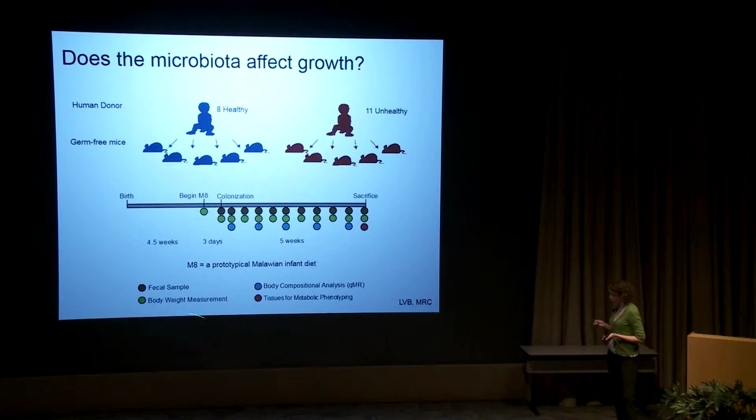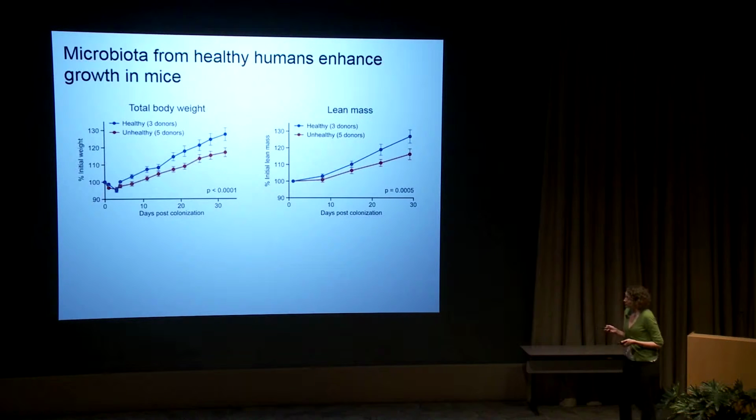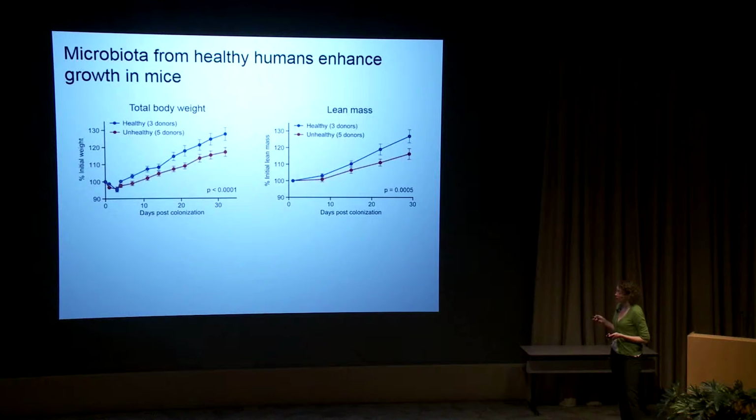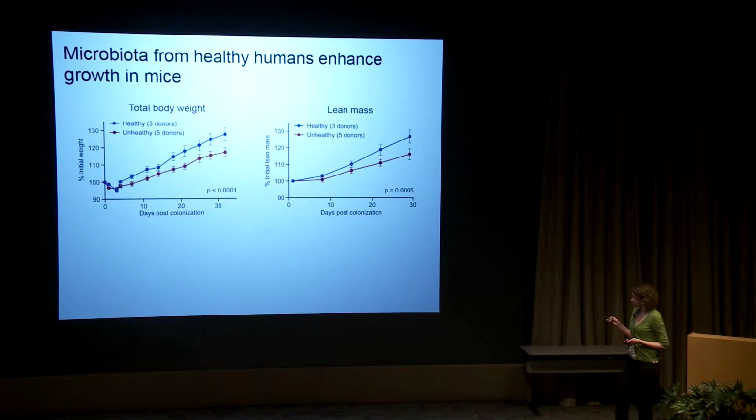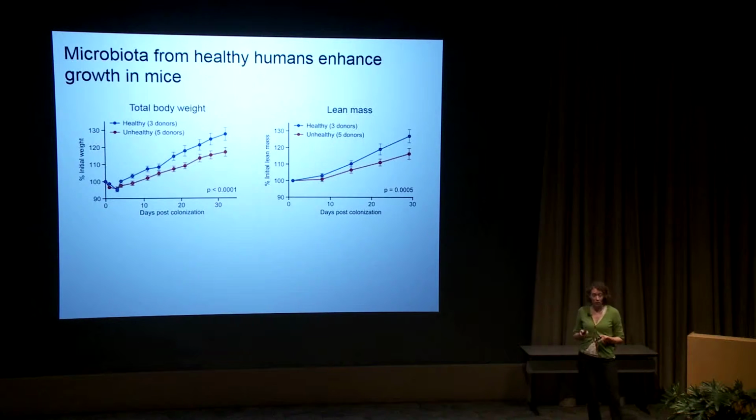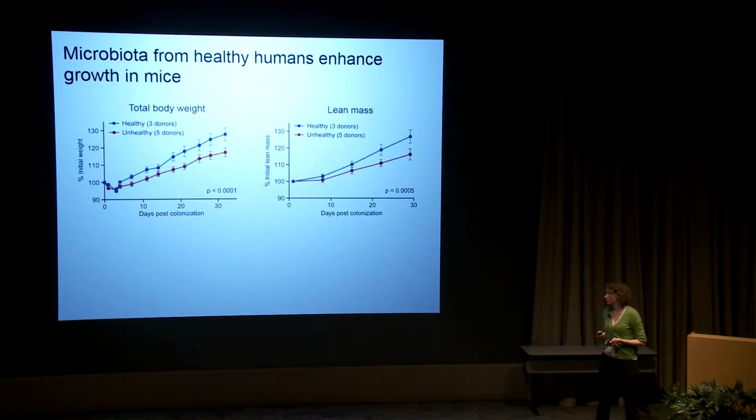So as I mentioned, we assessed the growth of these mice, and we did that through body weight and measuring their body composition through a quantitative MRI, which allowed us to measure their fat mass and their lean mass. So what did we see? We saw that mice that had been transplanted with a healthy infant donor microbiota grew more than those that had been given an unhealthy infant's microbiota. And this was both by total body weight and lean mass gain, suggesting that there is, in fact, a causal relationship between the composition of your microbiota and the growth of the host.